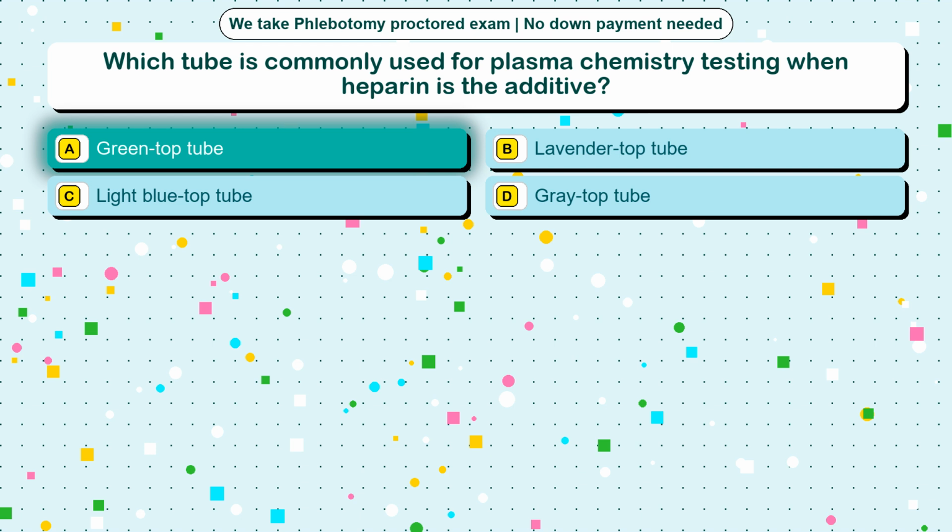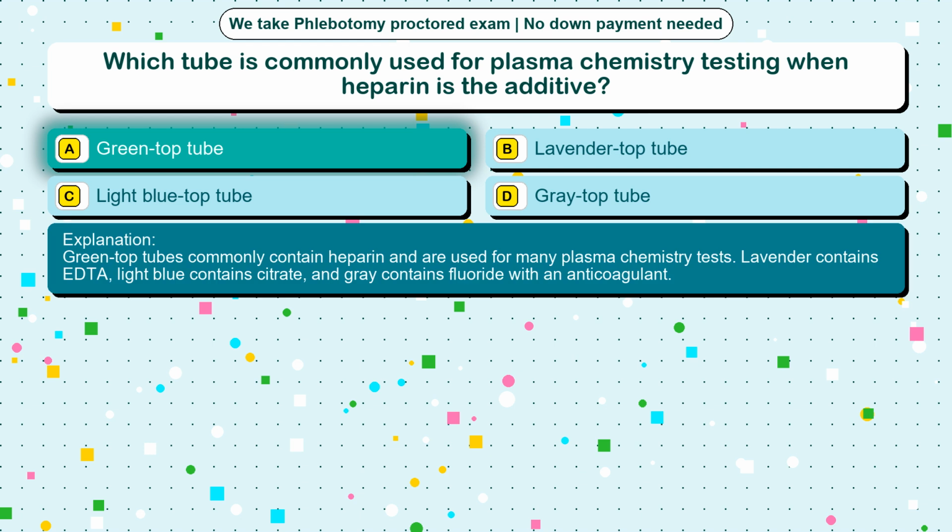Green top tube. Green top tubes commonly contain heparin and are used for many plasma chemistry tests. Lavender contains EDTA, light blue contains citrate, and gray contains fluoride with an anticoagulant.